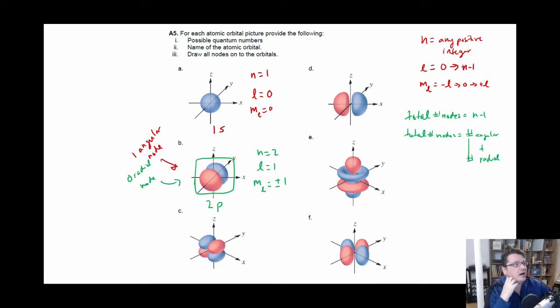But again, the only thing that you really have to remember in terms of the axes is that if it's primarily the z component, that's going to be m sub l equal to 0.